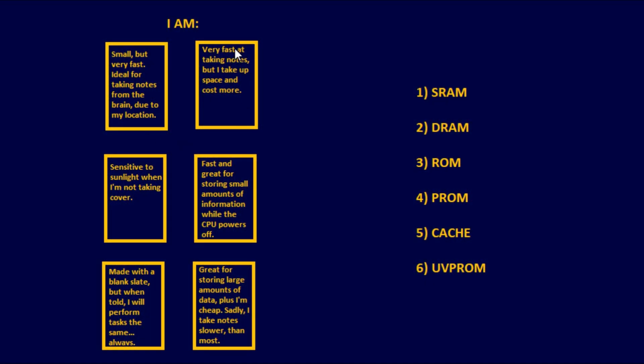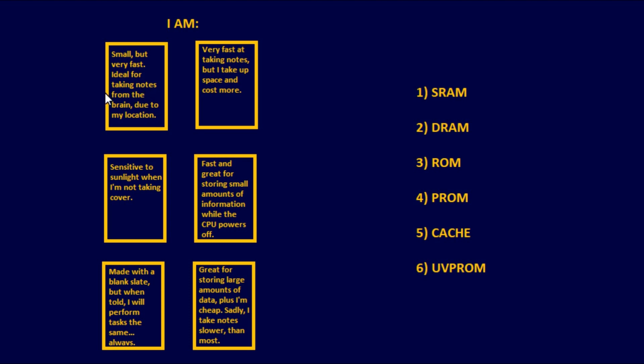All right. We're going to start off with a very easy one here. This is something a little out of the ordinary from what I'm used to doing. However, this is to get us a little familiar with the different types of memory devices. So we're going to play the I am game. Basically, based on the description here, we're going to match it up to the memory device to the right. So it's a matching game in a sense. For example, we'll start with the first one. I am small but very fast, ideal for taking notes from the brain due to my location.